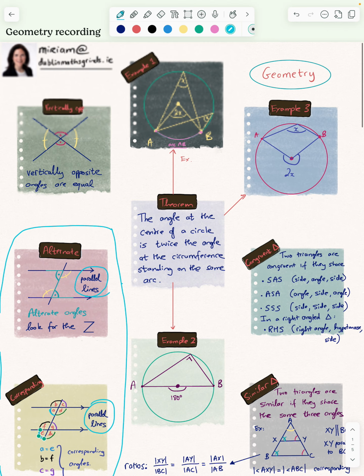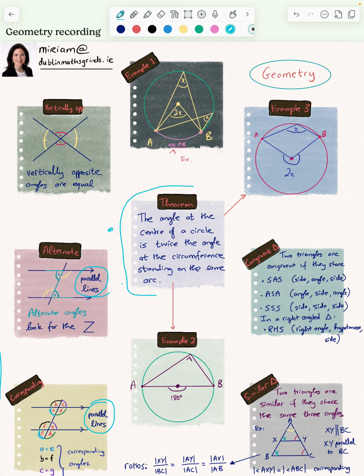Now this theorem here, which again you had from junior cert: the angle at the center of the circle is twice the angle at the circumference standing on the same arc. Now I have three different diagrams here, examples 1, 2 and 3. I think example 1 is the one that might be most familiar to you, because you see that paper airplane shape, and the angle at the circumference is half the angle at the center. And watch out for angles at the circumference that might look a little odd, but see that little X out there? It's standing on the arc AB, and hence it is half the angle at the center.